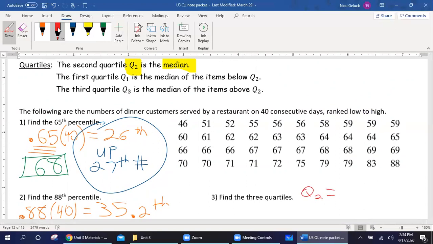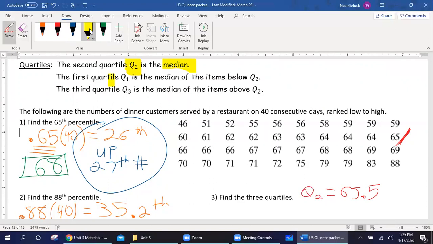Well, there are 40 values. So if I split it between the 65 and the 66, dead center between those would be the median. If you average 65 and 66, you get 65.5. That's quartile 2. So that cutoff there between 65 and 66 cuts the data set in half.